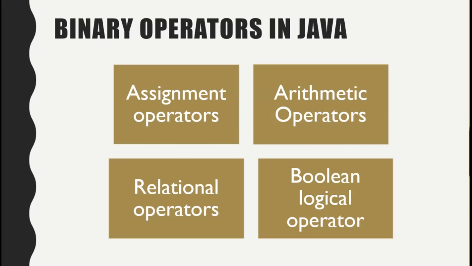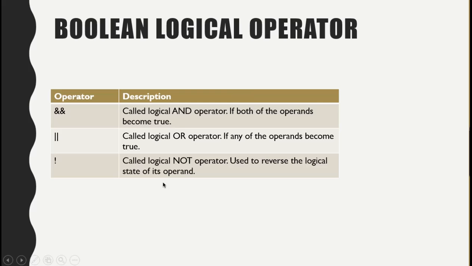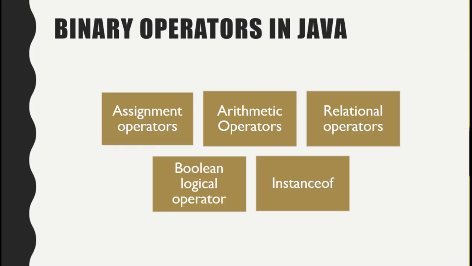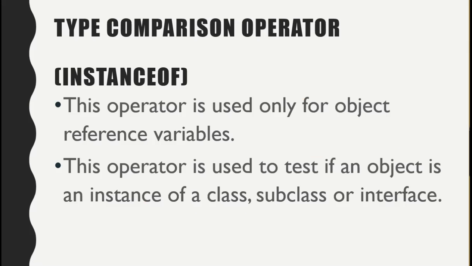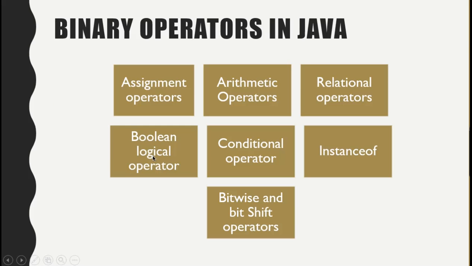And the next one is the instanceof operator. This operator is used only for object reference variables. It means that if you want to refer to any object in any class or interface, then this operator, instanceof, is used, whether you want to check if it is a subclass, superclass, or interface of any variable, object, or class. So yes, let's move ahead for the next one.